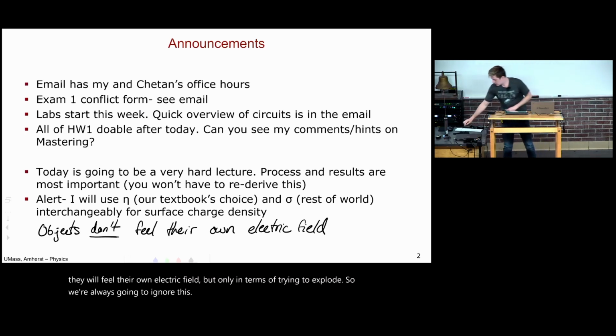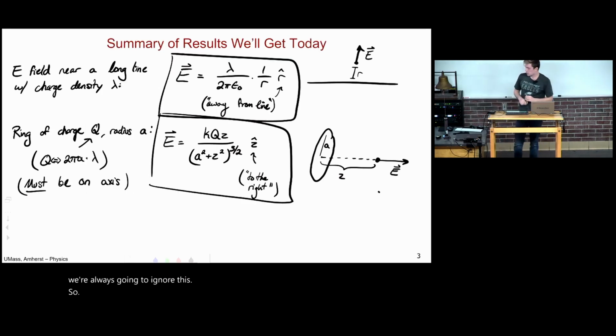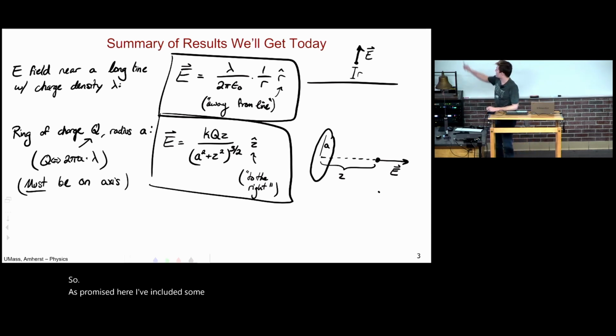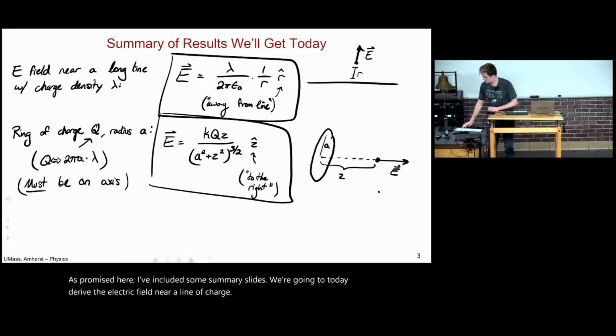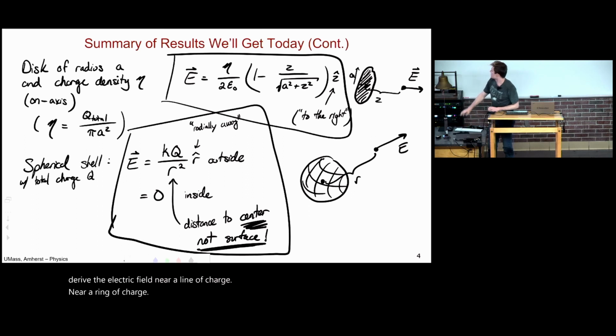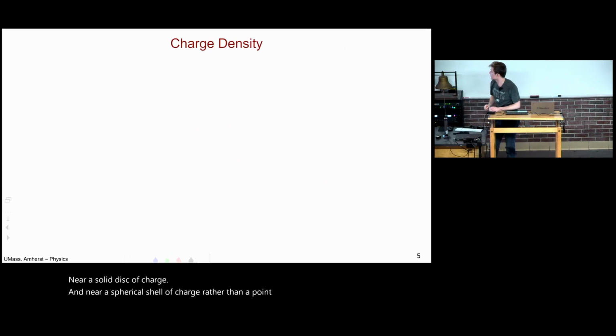OK, so as promised, here I've included some summary slides. We're going to today derive the electric field near a line of charge, near a ring of charge, near a solid disk of charge, and near a spherical shell of charge rather than a point charge. Okay, this is just results for later.